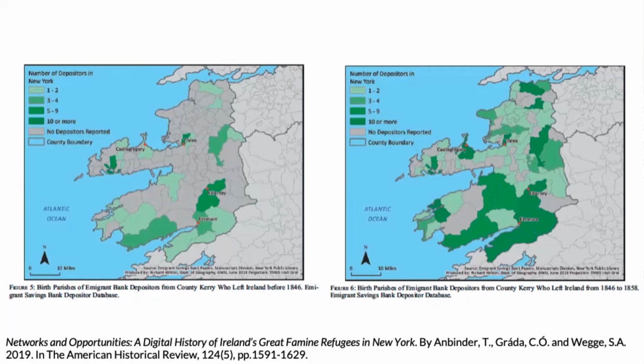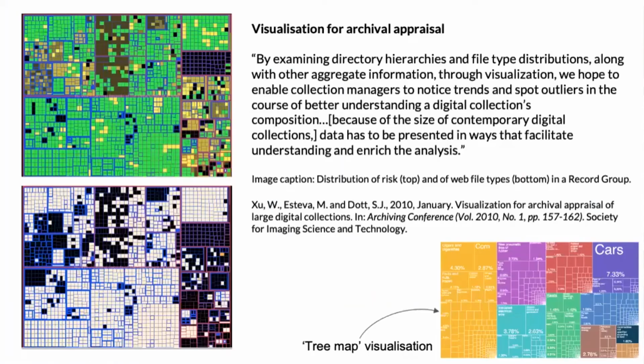Visualization can also be helpful for archival appraisal. So this is another example from a research project which was exploring visualization for archival appraisal of large digital collections. So you can see the charts on the left are examples of a type of chart called a tree map. And it's a little bit difficult to see what's going on. So I've put a more standard example of a tree map at the bottom right. And what it is, it's for hierarchical data.